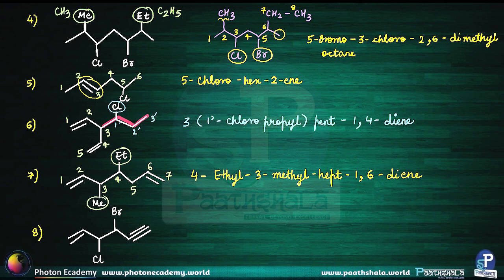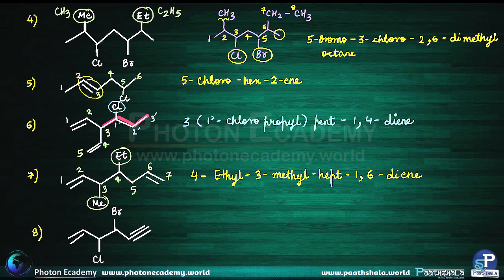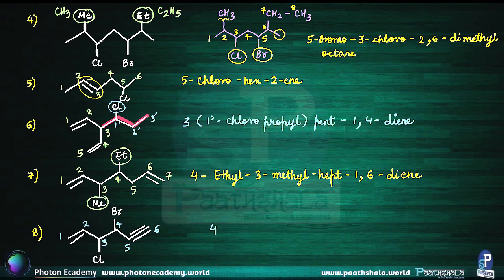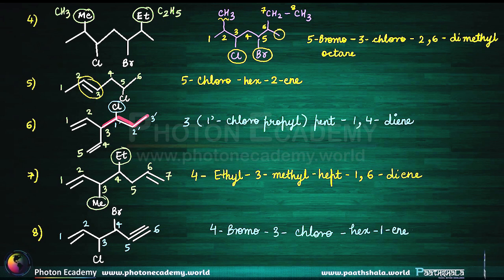Moving on to the eighth question, we have over here a triple bond also. And how do we number this? Now we start from the double bond side. So 1, 2, 3, 4, 5, and 6. And the name of this compound thus becomes, at 4 we have bromo, 4-bromo, then we have 3-chloro, hex-1-ene-5-yne. At 1 we have a double bond, but at 6 we have a triple bond. And that is what makes a difference over here.